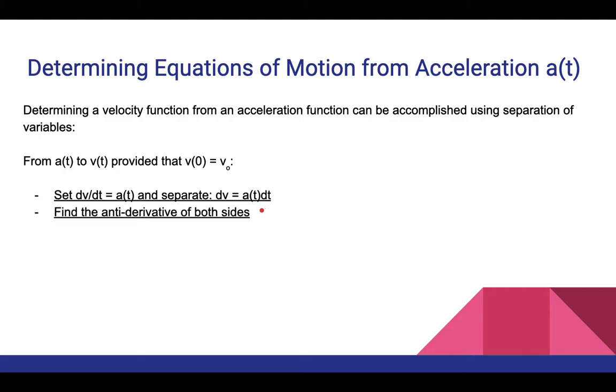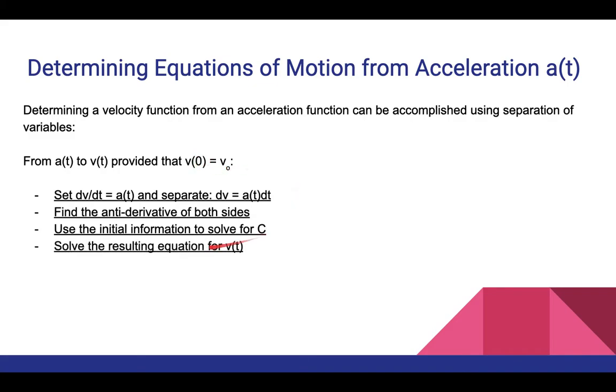Next, what we can do is find the antiderivative of both sides using separation of variables and integral calculus. And then lastly, we can use the initial information to solve for c. We can use v at t equals 0 equals v naught to solve for a constant of integration, c. And then after we found our constant of integration c, we're going to solve for our resulting equation for v of t, okay?